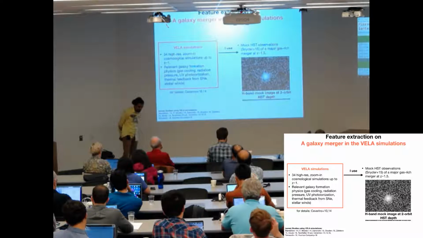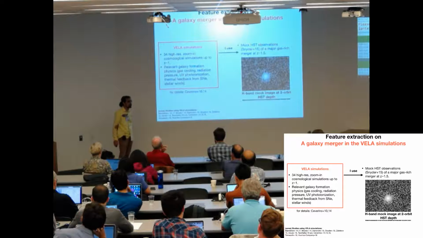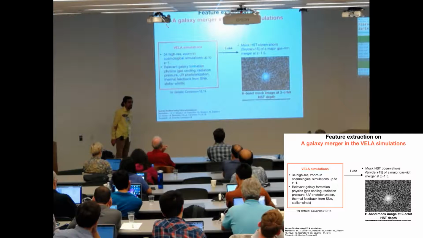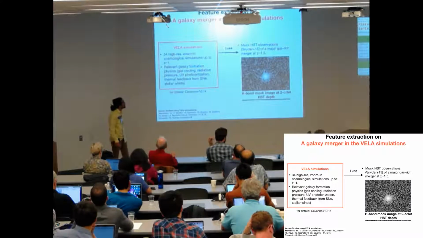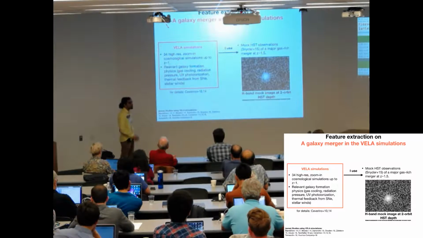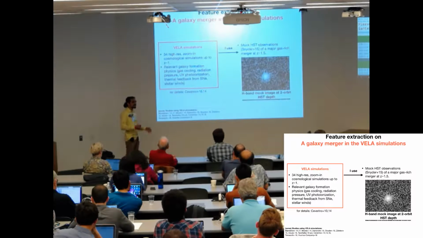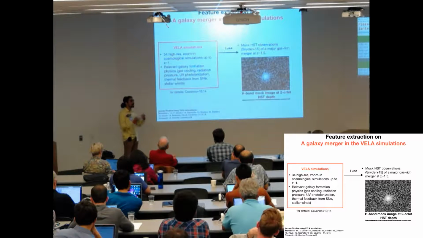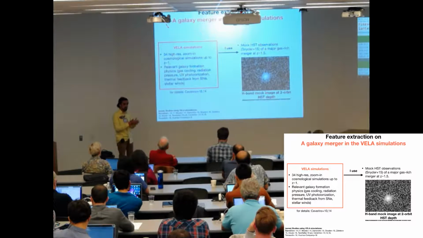So let me switch gears and tell you what happens if I take the same exact method and apply it on mock observations of a known galaxy merger from the Vela simulations, which a lot of recent work has been done on, this suite of simulations. And what I do is I use one particular system in this suite of 34 high-res zoom-in galaxies, and I use the mock HST observations of a gas-rich major merger that happens around redshift of 1.5. And I analyze the extraction of residual features as a function of time through the merging process.